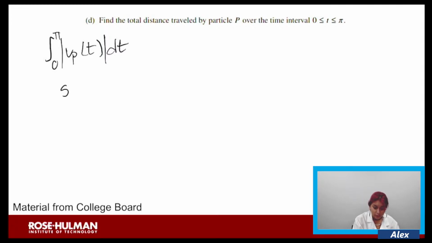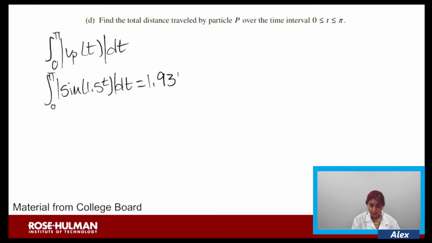So sine of 1.5 to the t dt. This is what your integral should look like when you're solving for that. Plug this into your calculator and you should get an answer of 1.93148 over the interval from 0 to pi.